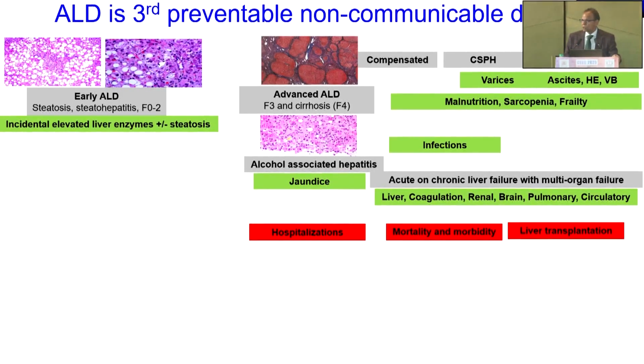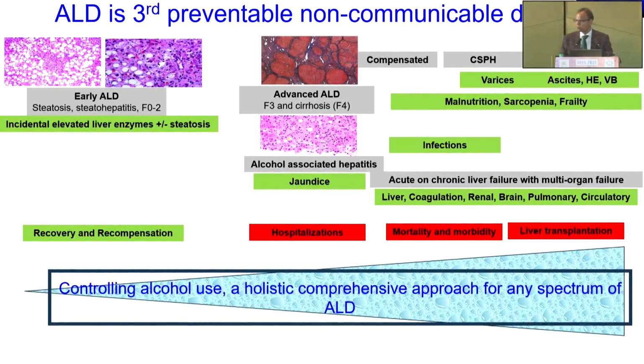One outcome could be what happened to this patient, which is hospitalizations and mortality. The other outcome, she could recover and recompensate. The only thing which will go one way or the other is how you control the alcohol use as a shared decision and a shared pathway between the physician and the patient. And that's where I think the field has to go in terms of developing new therapies and also clinical practice.